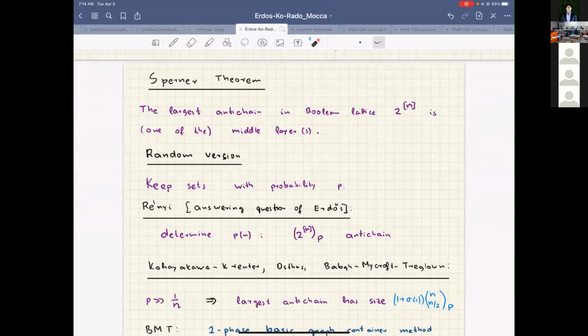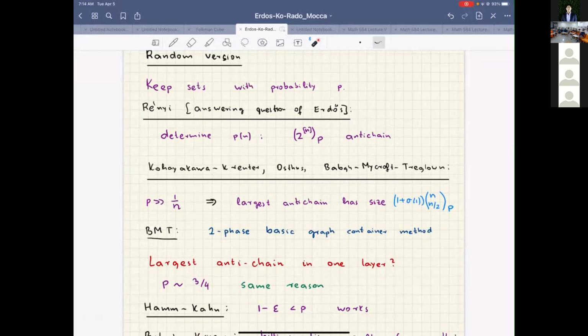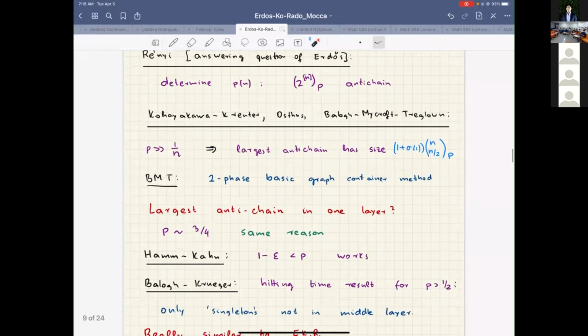Okay, so the last related topic is the so-called Sperner theorem. Sperner's theorem states that if you have the Boolean lattice, the set system of an n-element ground set, then the largest anti-chain is one of the middle layers, depending on the parity of n. The random version is that we keep sets with probability p, and we are interested in the size of the largest anti-chain. This originates back to Rényi, who proved that if p is smaller, then the random set system is itself an anti-chain. So it's a different type of problem.